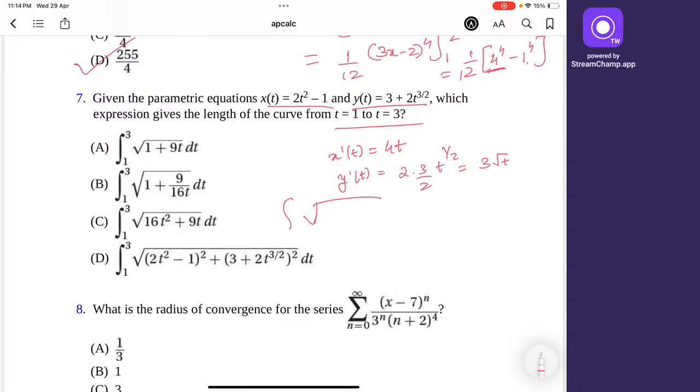So the required expression is the integral from 1 to 3 of the square root of x dash of t squared plus y dash of t squared dt. Now x dash of t squared is 16t squared and y dash of t squared is 9t. The right answer is option C.